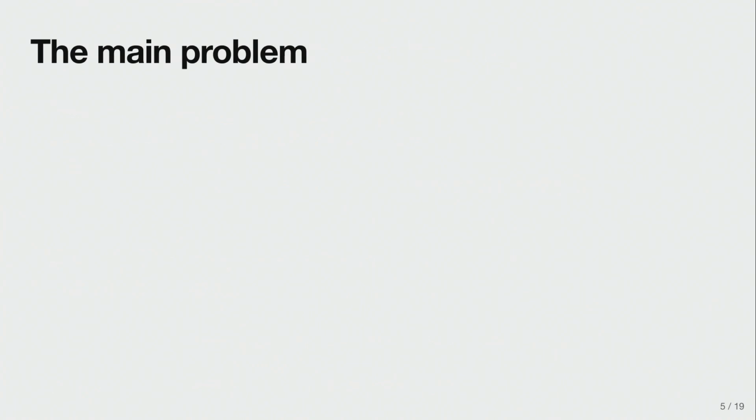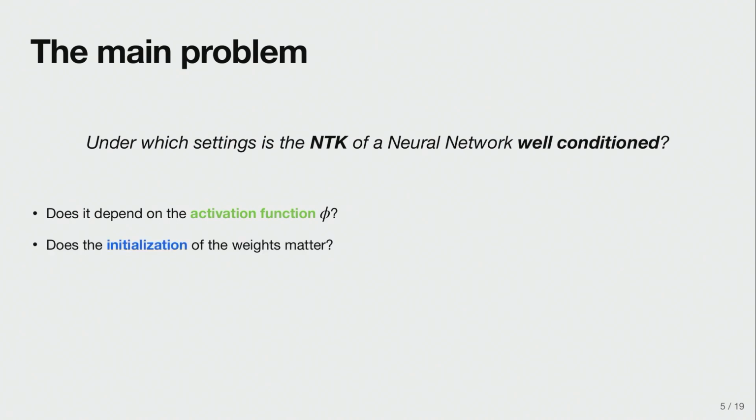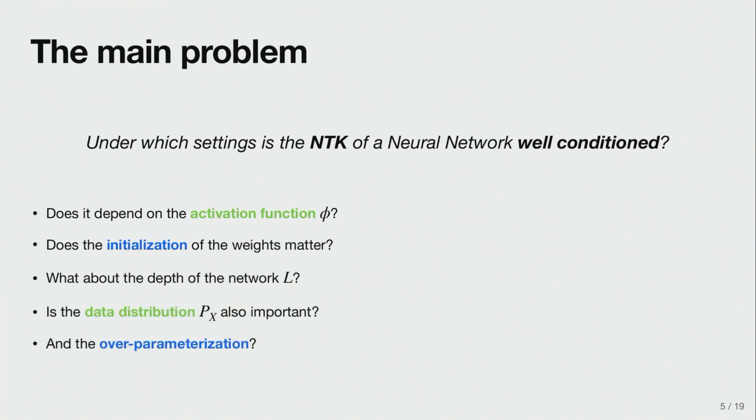So this is the main problem: under which settings is the neural tangent kernel of a network well conditioned? This brings with it other questions, like, is this a function of the activation function or the initialization that we're using? Or maybe the depth, data distribution, or overparameterization. You can think about it even as a practitioner: how should I build my neural network in a way that this condition number is going to be well behaved? Because this is something we care about if we want to optimize this network.